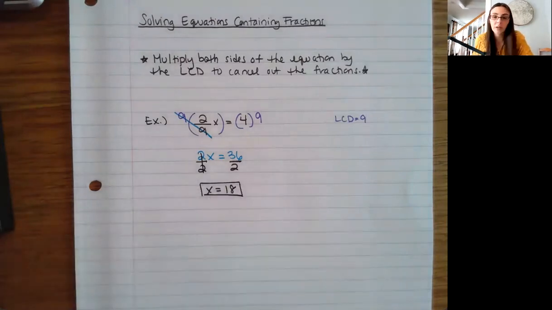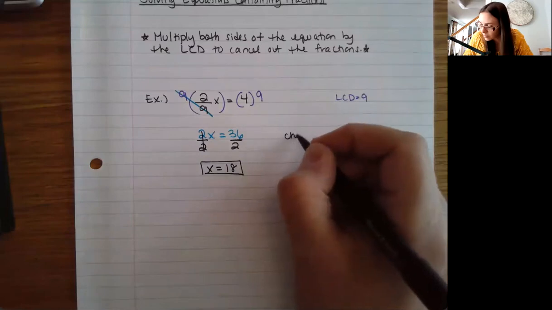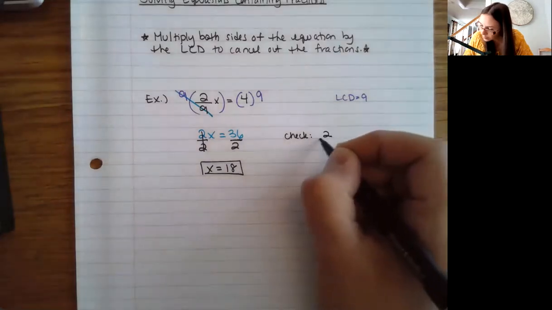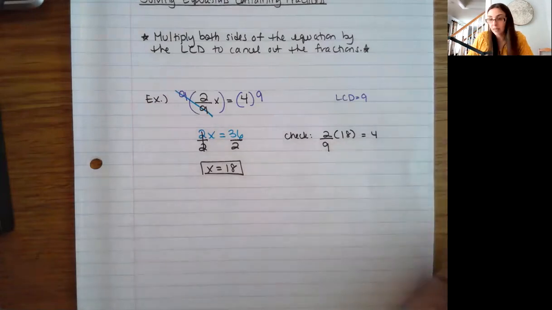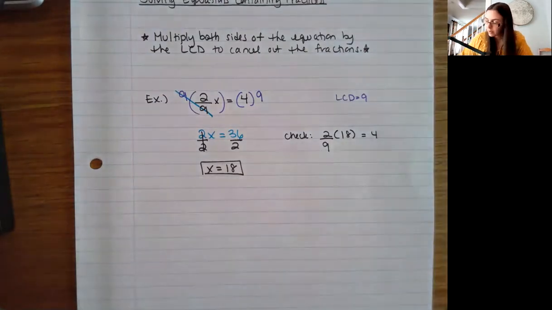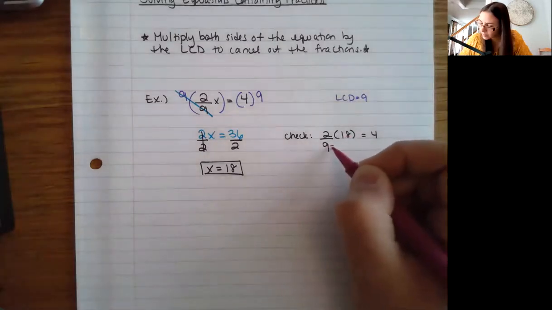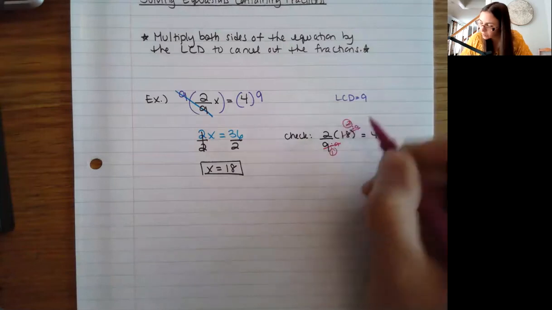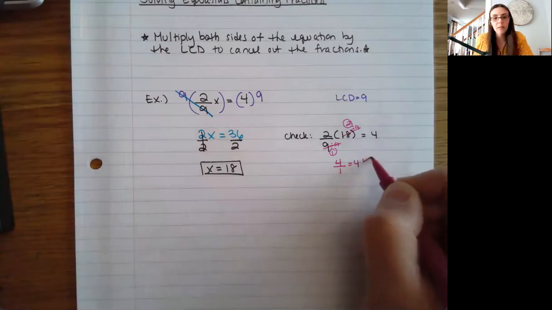Now you can still check your answers by going back to the original, plugging that in, and making sure it is still true. So if you want to check your problems, go back to that original, plug in your answer, and see if it comes out to be the same value. Here, again, we can simplify before we multiply. Notice if I divide these each by 9, I get 2 times 2 is 4 over 1, which is definitely 4. So it does check out.